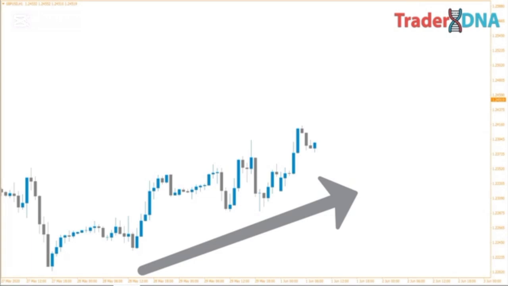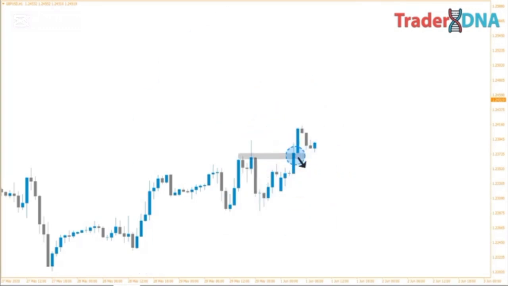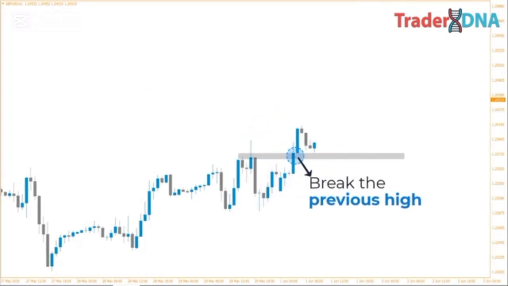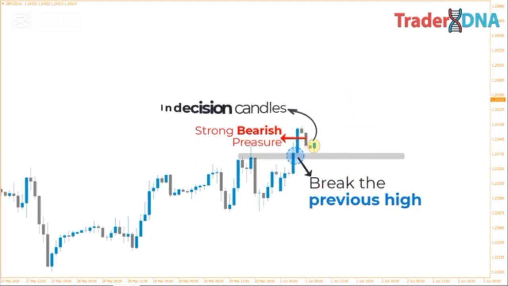So, what are we going to do? We're going to wait for the market to break the previous high. Once it breaks that high, we want the market to pull back to this level, showing us strong bearish pressure. After that, we look for some indecision candles, and then we wait for that bullish candle to confirm the continuation of the trend. Boom! That's where we get in. Let's keep this train rolling.